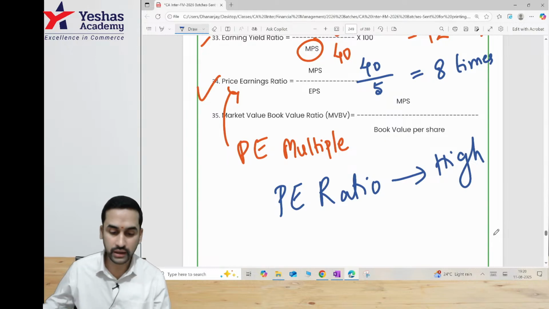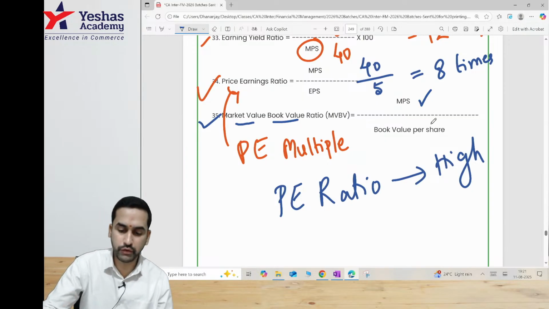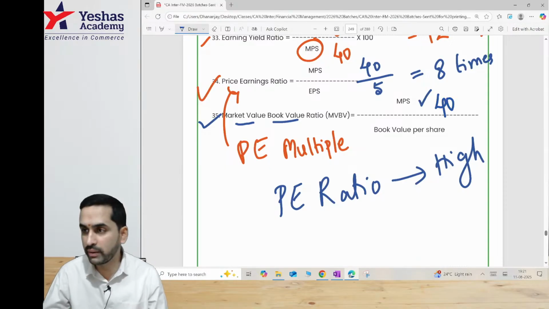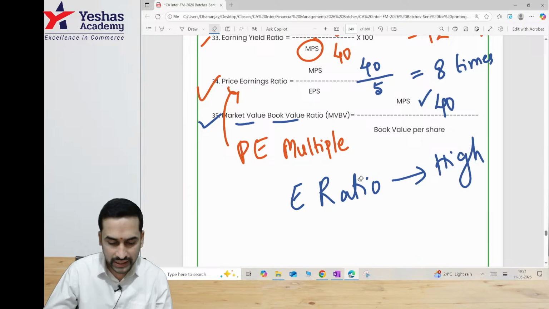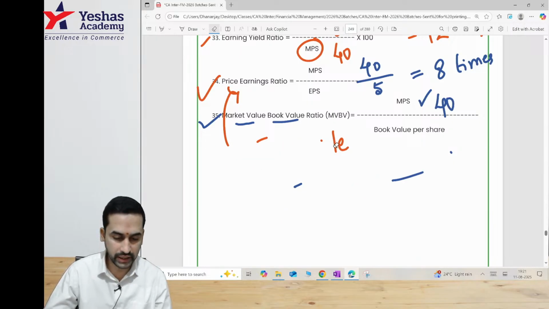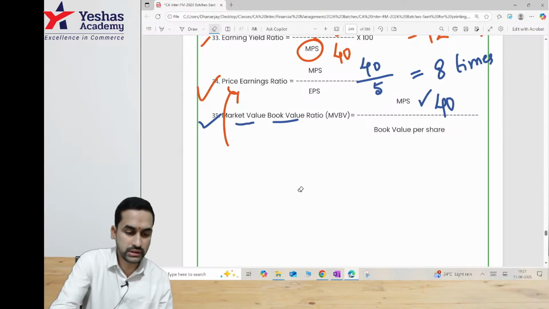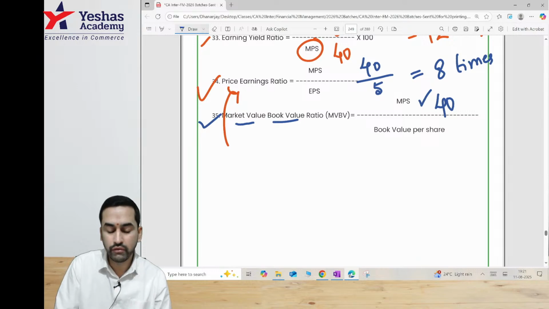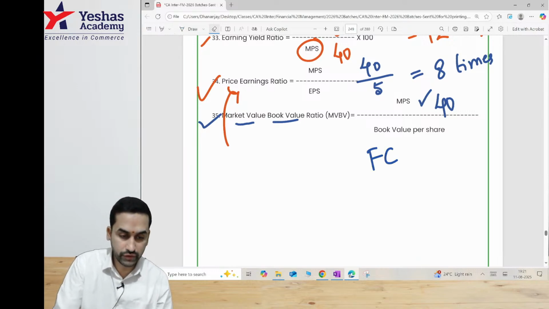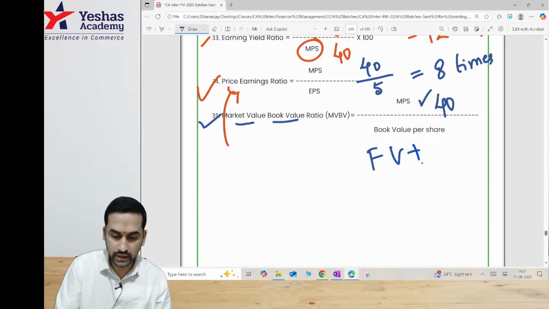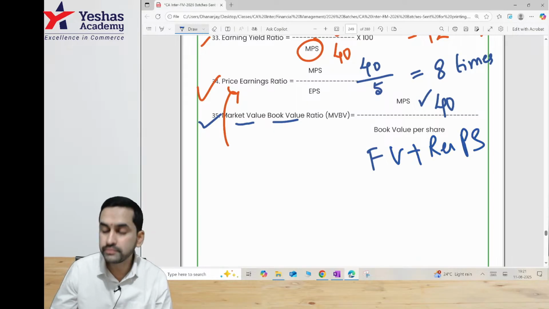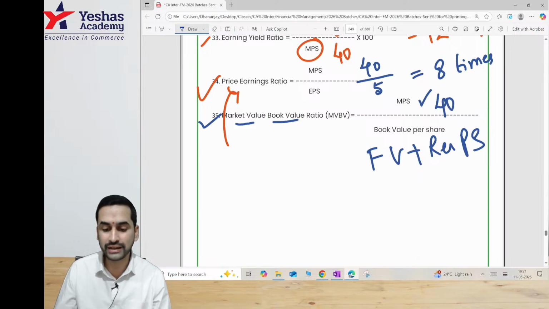Okay. Next one, market value, book value ratio. Simple. If you observe, numerator is market price per share, say 40 rupee. I'm continuing the same example. Divided by book value per share. There is one small difference in accounting and finance. When we say book value here, we are not talking about just face value. We are talking about face value of share plus reserve per share.